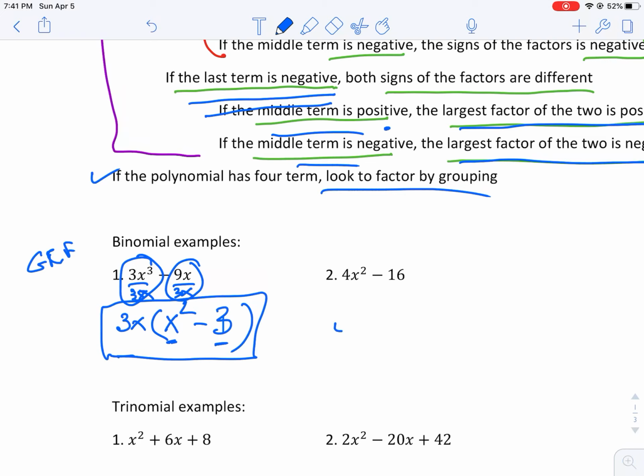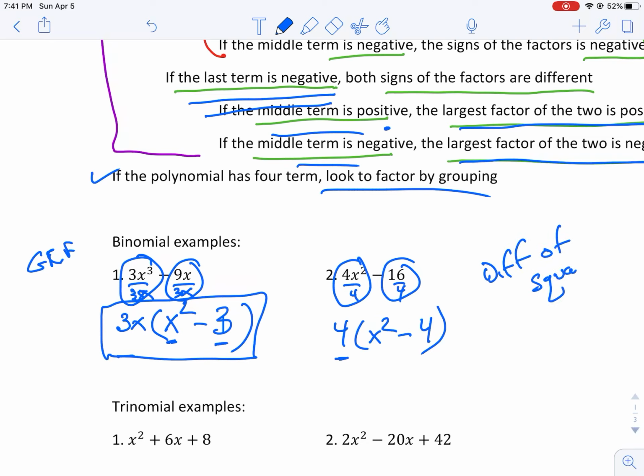Now, number 2, we're going to take a greatest common factor of a 4 out. Divide by 4, divide by 4, and 4x squared divided by 4 is x squared, minus 16 divided by 4 is 4. Now we have a greatest common factor, and now we have that difference of squares, because this is a perfect square and that's a perfect square. And if we have a difference, and it's only with a difference, not with a plus sign, we can just do this. We can do x squared plus 0x minus 4, and the last term is negative.